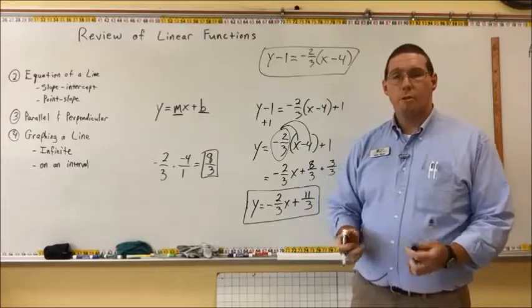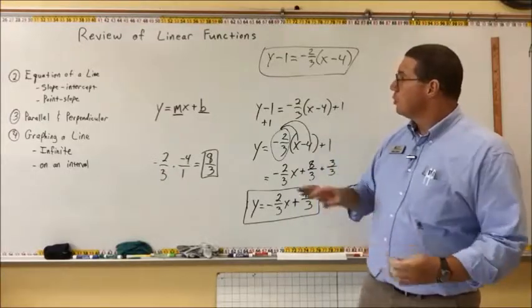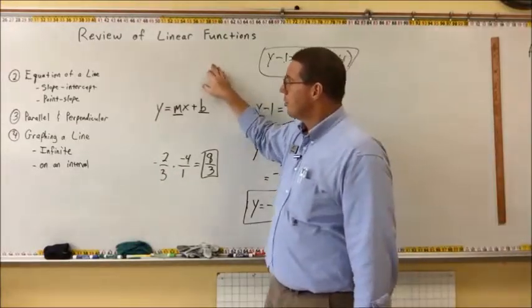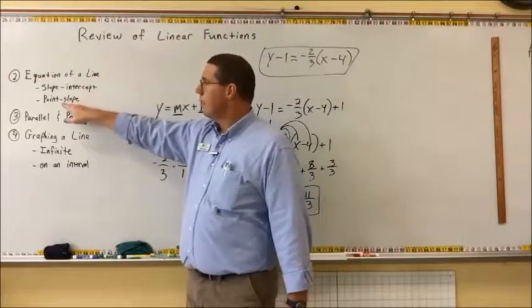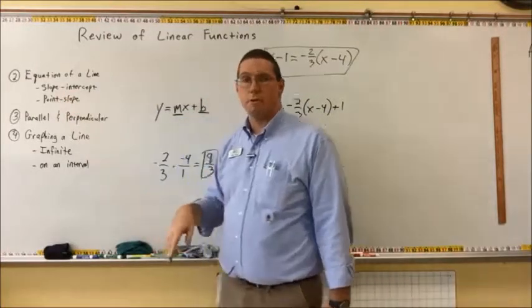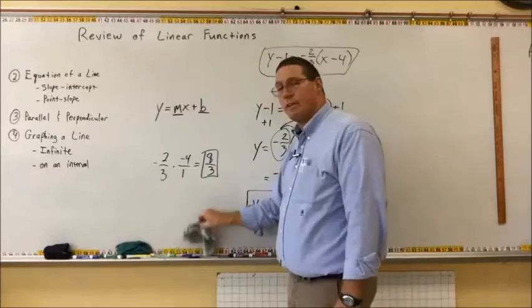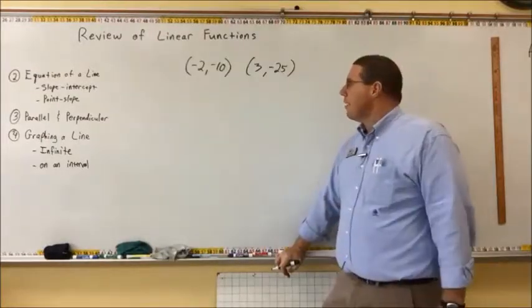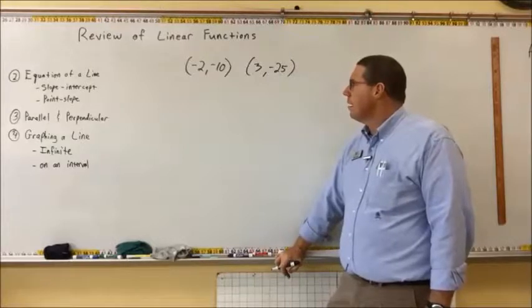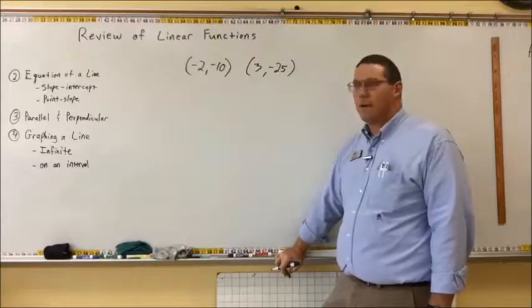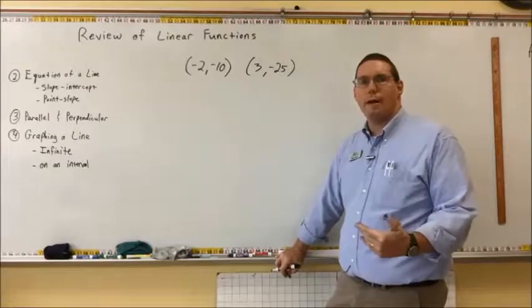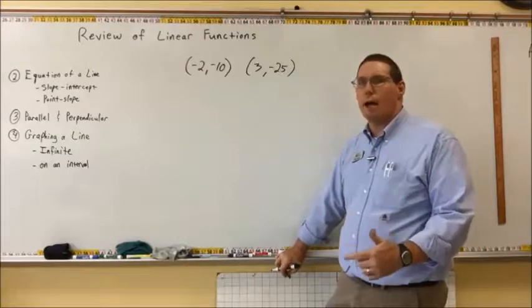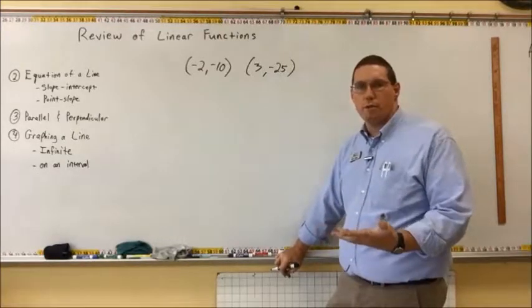Okay? Let's do another example. I'm going to give you 2 points. We're going to turn it into point-slope form. Then we're going to transform it into slope-intercept form. I'm going to try and give you one that doesn't have any fractions, okay? Just give me a minute. All right, so we got these 2 points. We got negative 2, negative 10, and then 3 and negative 25. And so we want to identify the equation of the line that connects these 2 points, right?